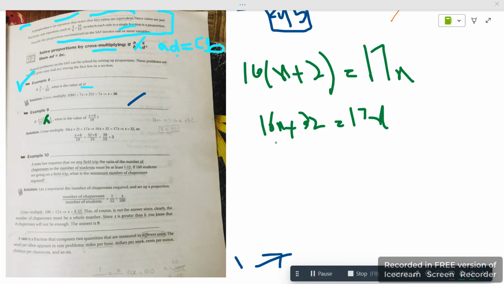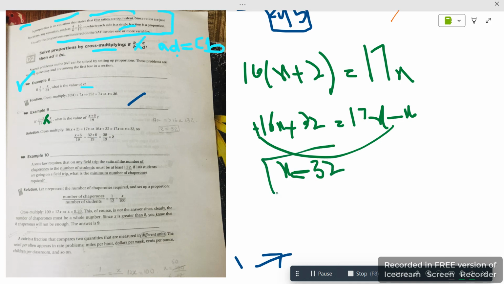So you can look at it like this. Adding 16x on this side, it will go to the other side as minus 16x. Simply we got x, because 17 minus 16 is 1, and we are not supposed to write 1, so x is equal to 32.